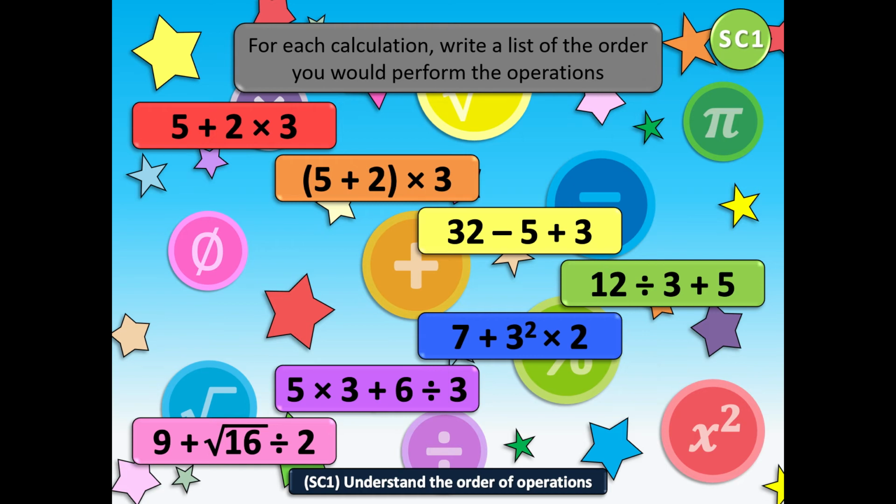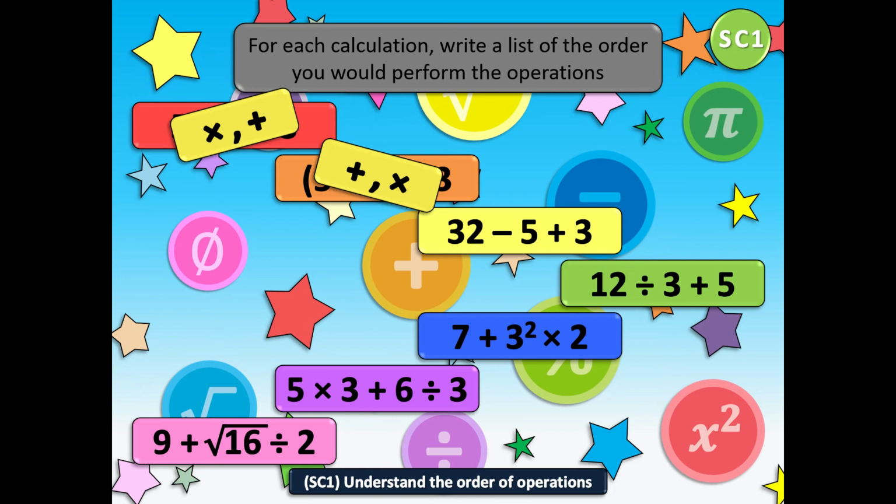Okay, so here are your answers. For the red one, we do the multiplication and then addition. For the amber, we do the addition, then multiplication. For the yellow one, we do the subtraction, then addition. For the green one, we do the division, then the addition.